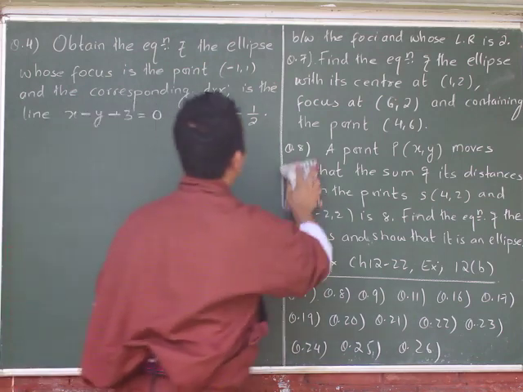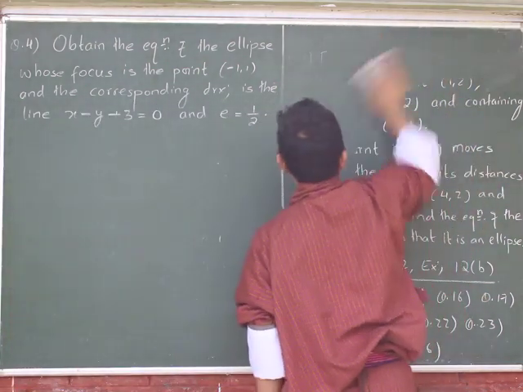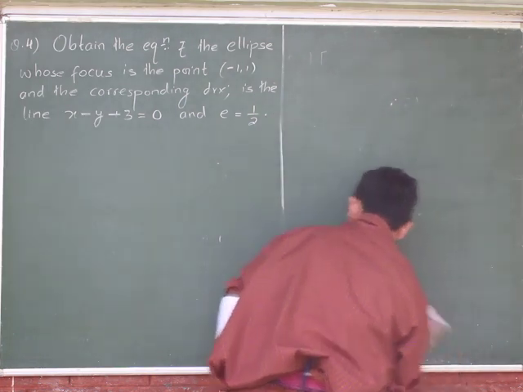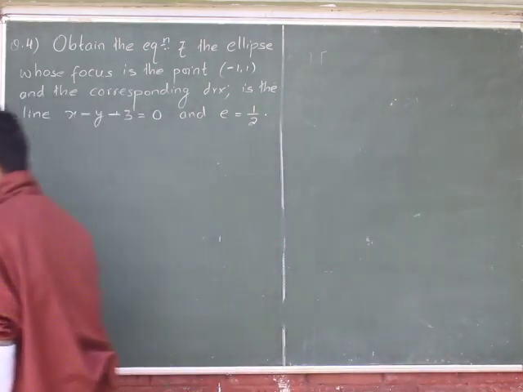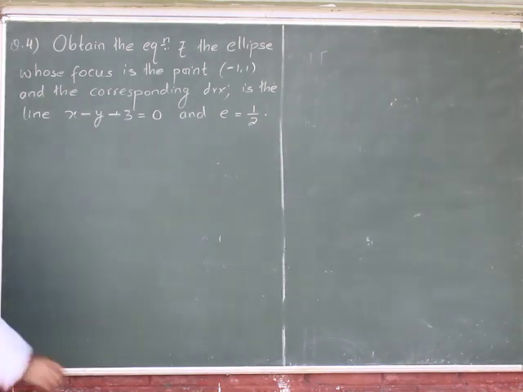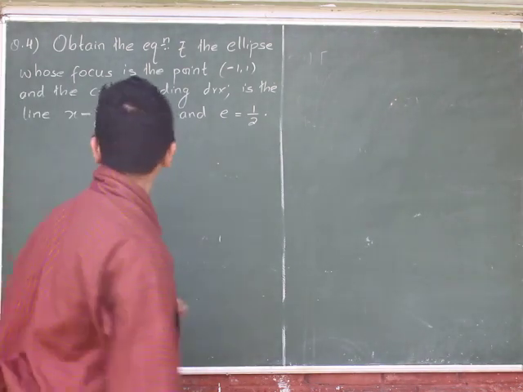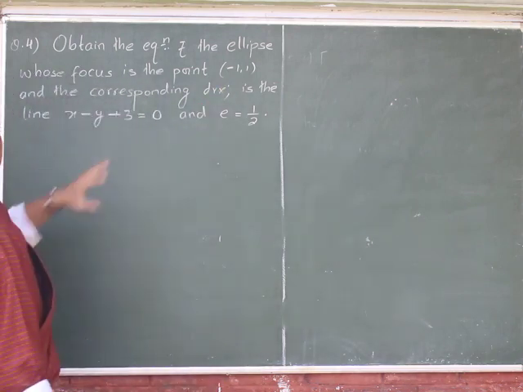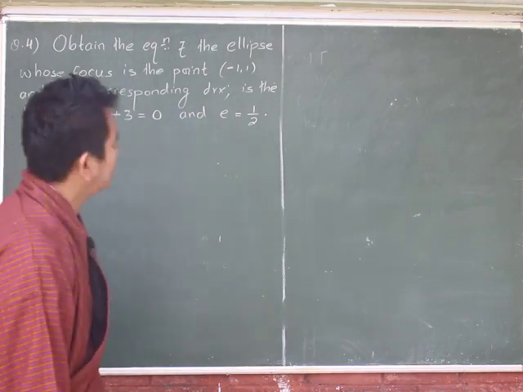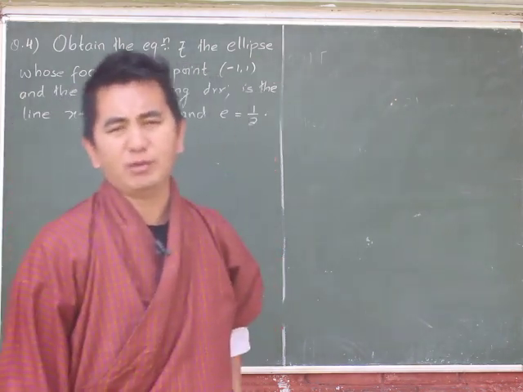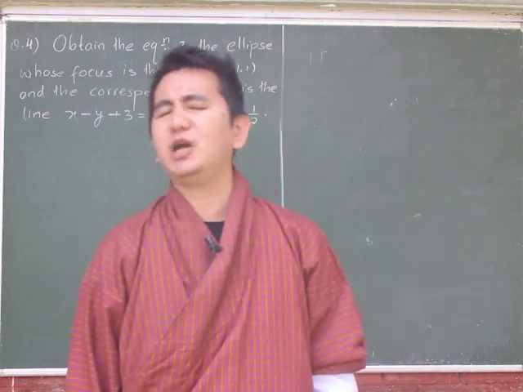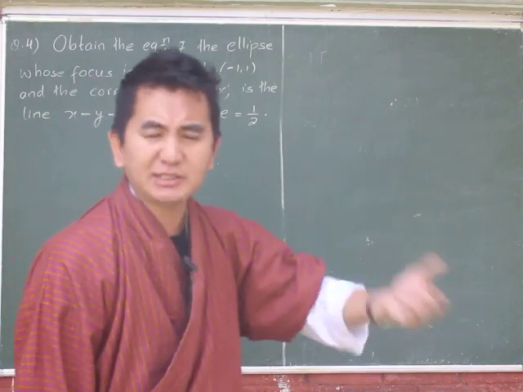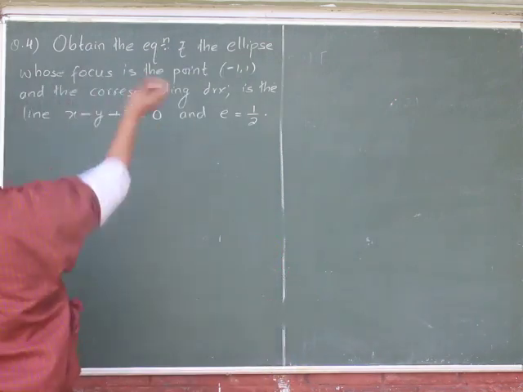Now in this question number 4, we need to obtain the equation of the ellipse whose focus is at the point (-1, 1), and the corresponding directrix is the line x minus y plus 3 equals 0, and eccentricity is given as 1/2. We did a similar type of question under parabola, where the focus is given and the directrix is given. So in this case, how do we go about it?